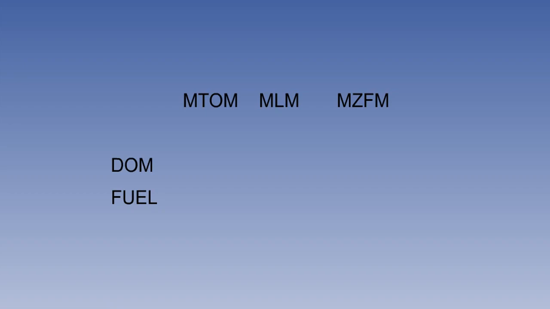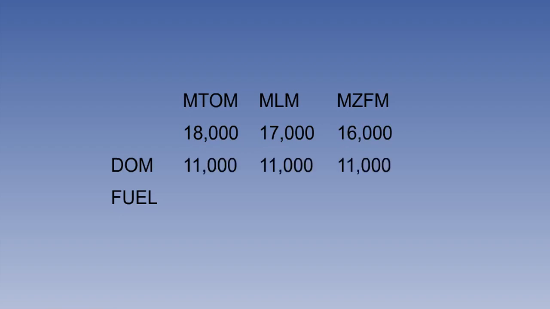Use the following figures to determine the restricting factor and the maximum traffic load that can be carried. Maximum takeoff mass, 18,000 kilograms. Maximum landing mass, 17,000 kilograms. Maximum zero fuel mass, 16,000 kilograms. And dry operating mass, 11,000 kilograms. The fuel at takeoff is 2,100 kilograms, and the trip fuel is 1,400 kilograms. Using the above figures, it can be seen that the fuel on landing should be 700 kilograms.